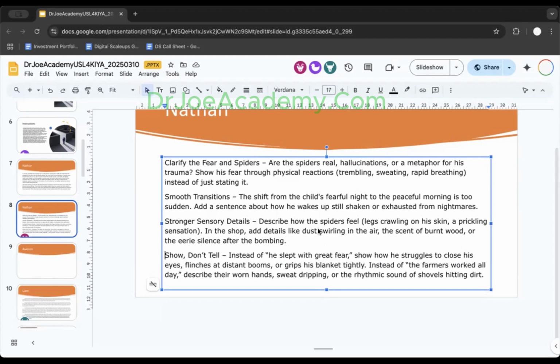Show, don't tell. Instead of he slept with great fear, show how he struggles to close his eyes, flinches at distant booms, or grips his blanket tightly. Instead of the farmers worked all day, describe their worn hands, sweat dripping, or the rhythmic sounds of shovels hitting dirt. Okay, and Nathan, do you have any questions about the provided feedback?